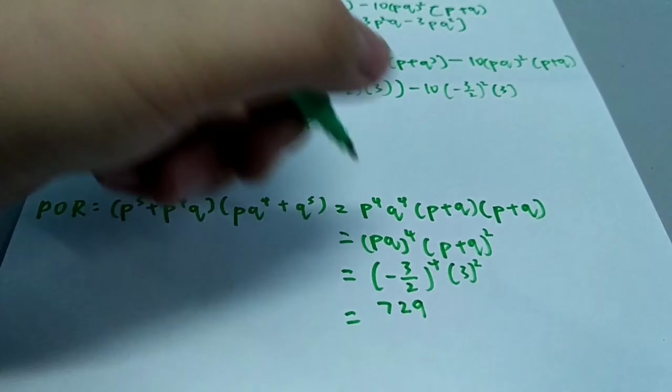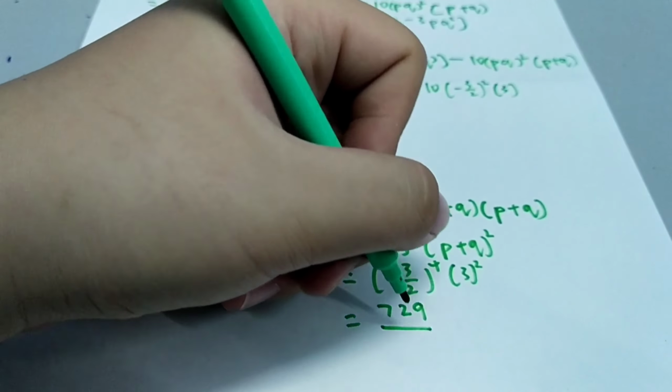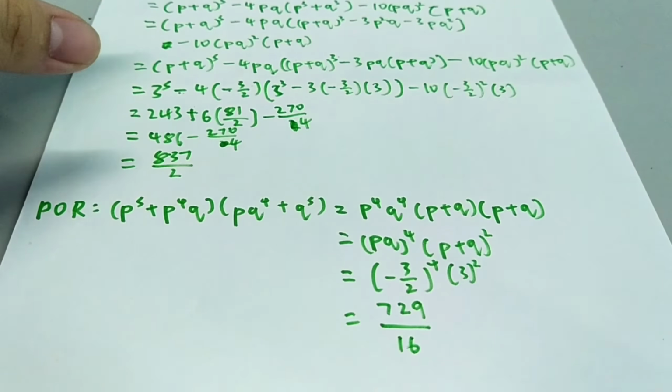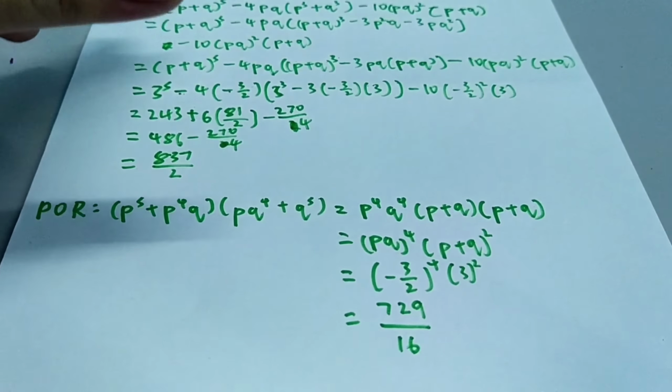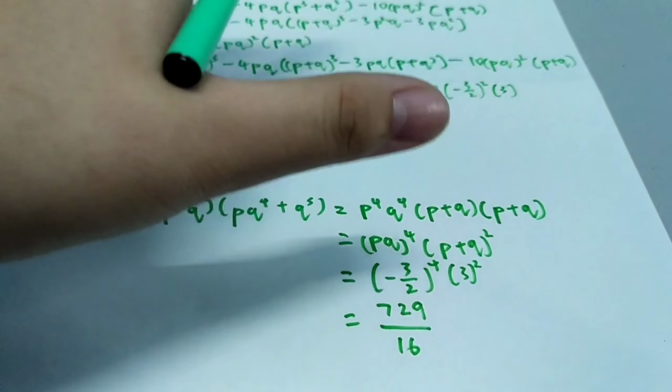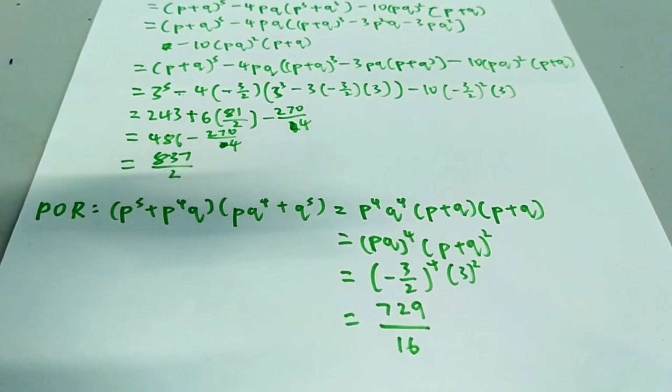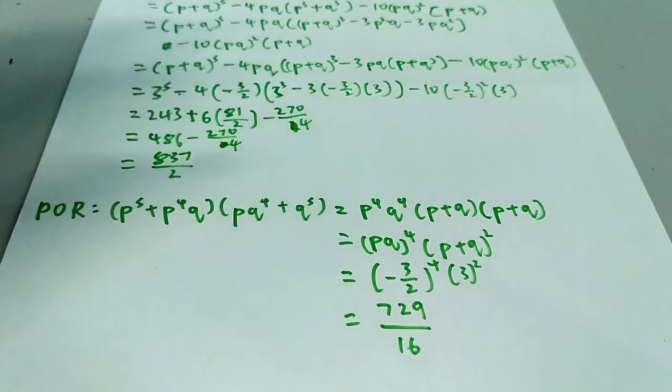729 over 16. So we still get the same result, even though the method, or you can say the way we calculate, is different.